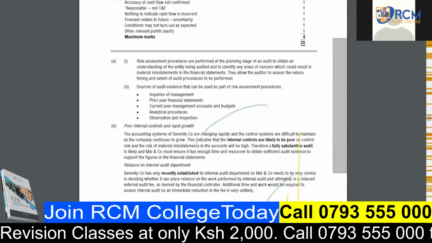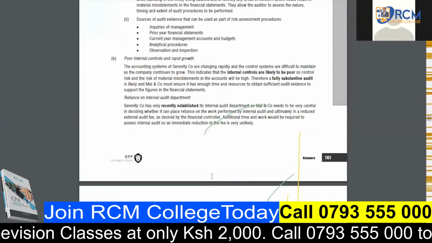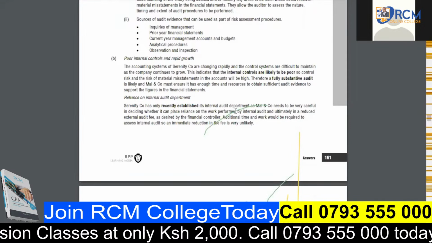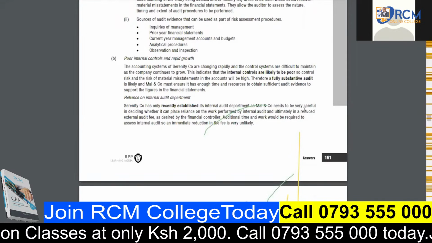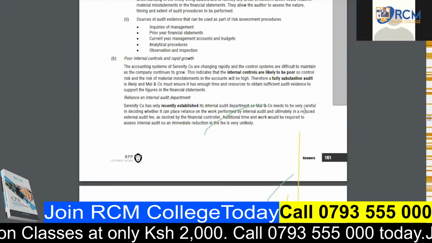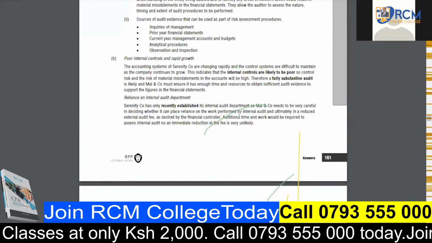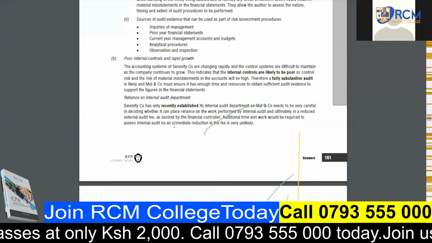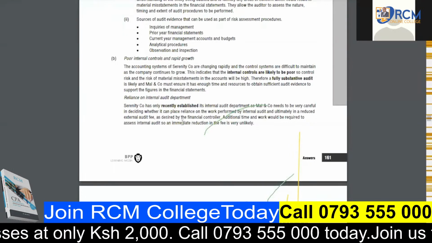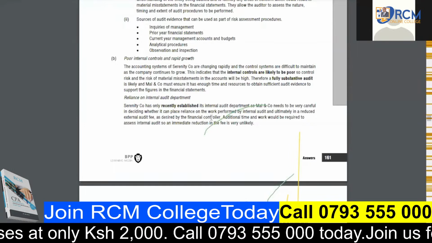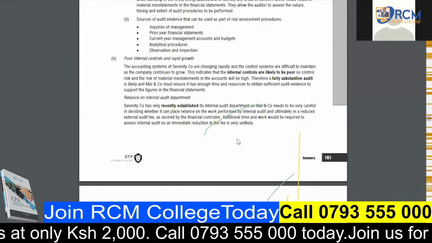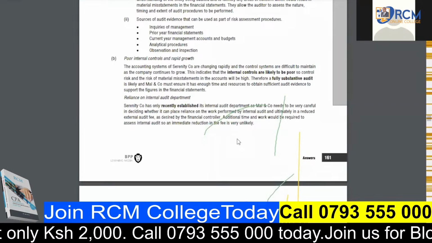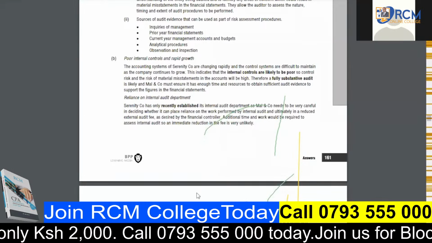Reliance on the internal audit department. Serenity Company has only recently established its internal audit department. So Marland and Company needs to be very careful in deciding whether it can place reliance on the work performed by this new internal audit, and ultimately result in a reduced external audit fee as desired by the financial controller. Additional time and work would be required to assess the internal audit, so an immediate reduction in the fee is very unlikely.